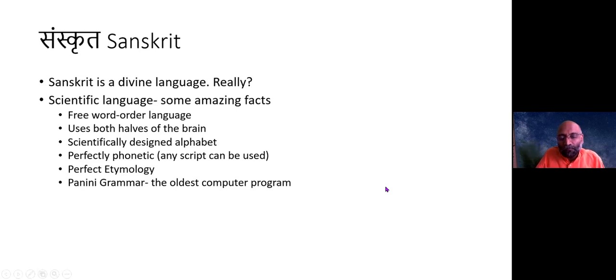The way he has written his grammar is like a computer program. So Panini, by many people, is considered the father of computer science, because if you study this grammar, you will see that he has defined variables, array variables, if-then-else conditions, loops, go-to statements, and many other ways to make the whole thing right in a very precise and concise manner.